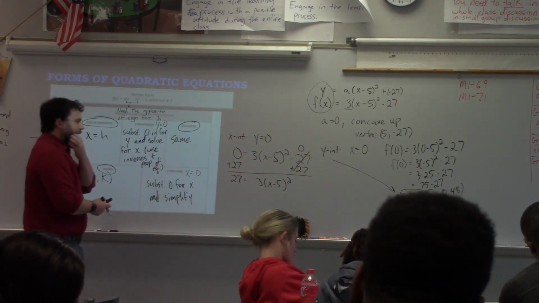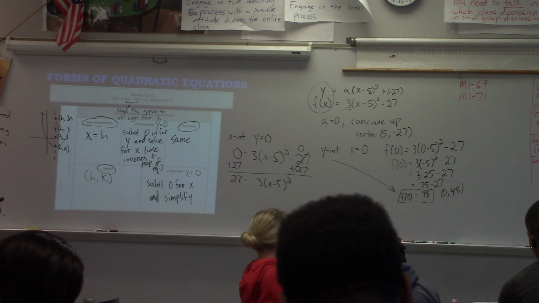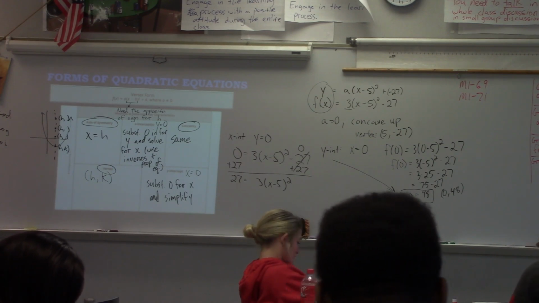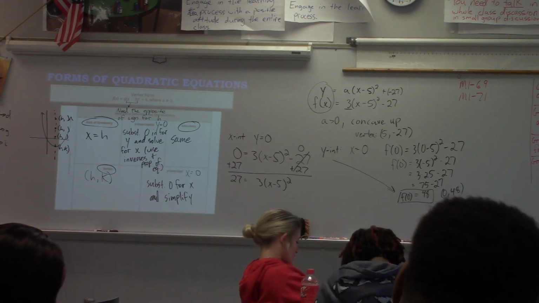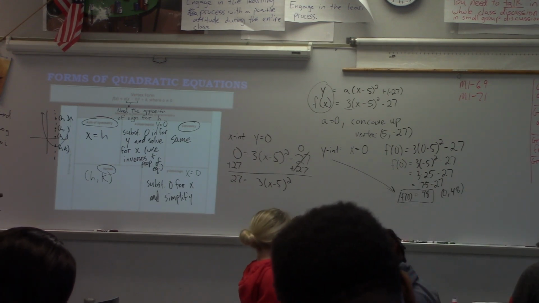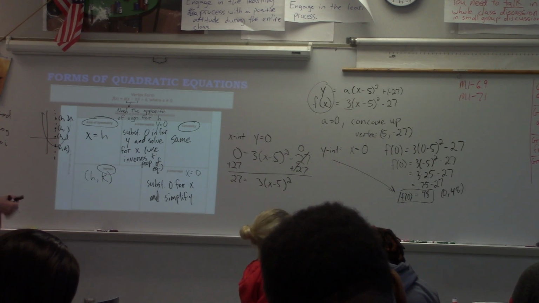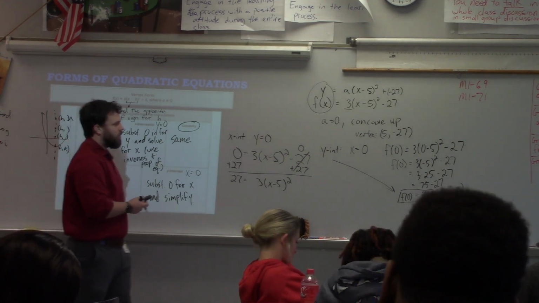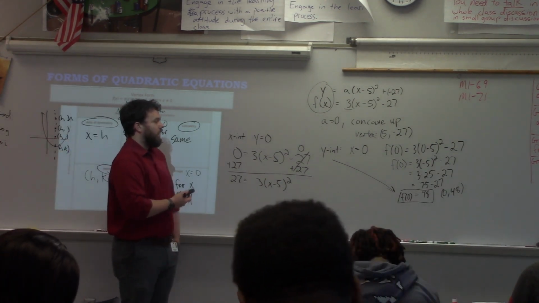Can anyone explain why I added 27 first? Why didn't I do anything else? So eliminate. But why did I deal with the minus 27 first? It's really like, it's the last operation being done.